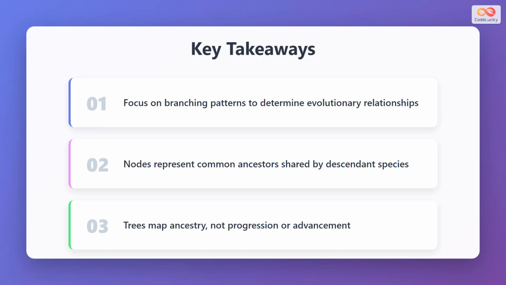Remember these three essential points. First, focus on branching patterns to determine evolutionary relationships. Second, nodes represent common ancestors shared by descendant species. Third, trees map ancestry, not progression or advancement. With these principles, you can now confidently read phylogenetic trees and understand the evolutionary connections between organisms.